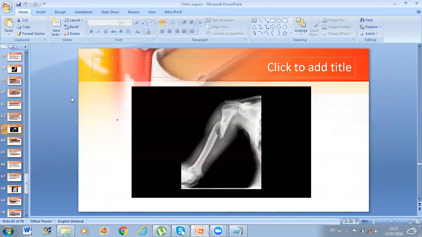Who will tell me? Humerus, what are the indications for non-operative fixation? How much angulation is acceptable?